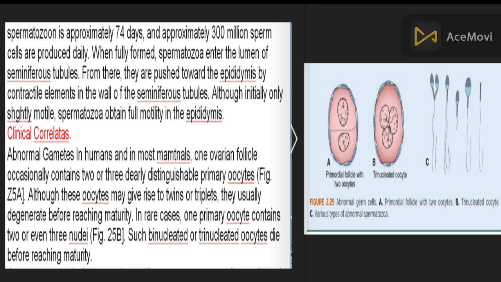Clinical Correlates. Abnormal gametes in humans and in most mammals. One ovarian follicle occasionally contains 2 or 3 clearly distinguishable primary oocytes, Fig. 2.5a. Although these oocytes may give rise to twins or triplets, they usually degenerate before reaching maturity. In rare cases, one primary oocyte contains 2 or even 3 nuclei, Fig. 2.5b. Such binucleated or trinucleated oocytes die before reaching maturity.